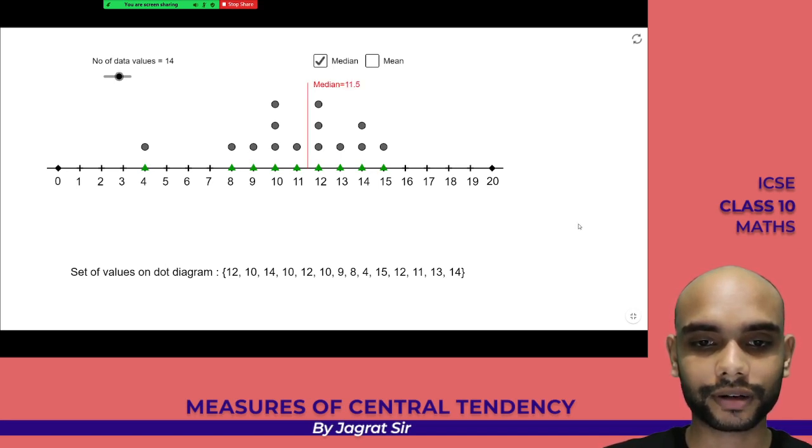Okay, so those who have come back, see the median this time is 11.5 because there might be 16 values. So the middle number will be 2 digits. The 8th and 9th numbers will be the middle numbers. Then find the average.